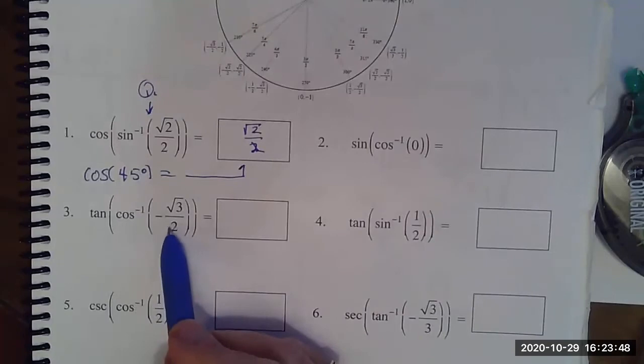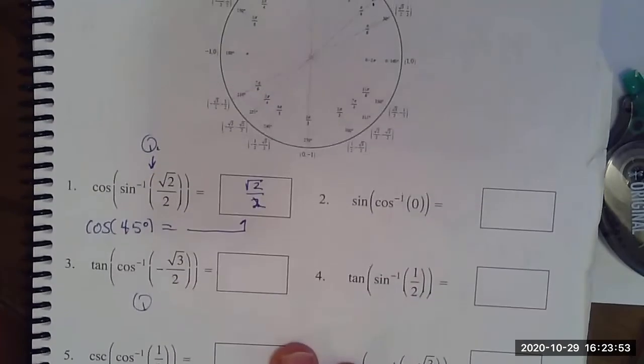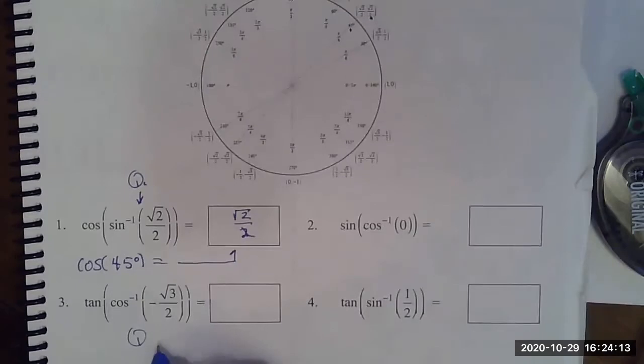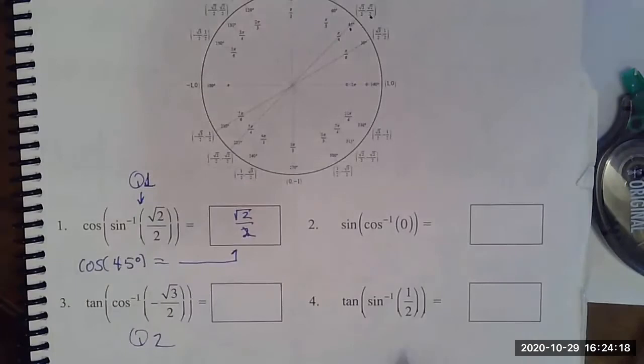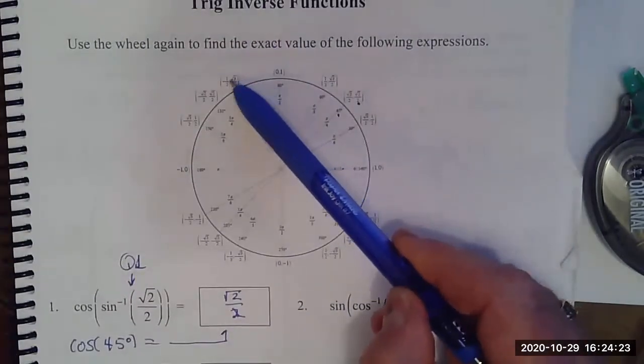Cosine inverse of a negative. Which quadrant am I in? Q what? Cosine inverse is defined for just two quadrants, but I want it to be negative. So which quadrant? 2. Don't say 1. What'd you say, Xenia? I said quadrant 2. It is quadrant 2, yes. All right, so quadrant 2. This is quadrant 1. I'm going to look for negative root 3 over 2 for the x values. Okay, there it is right there.